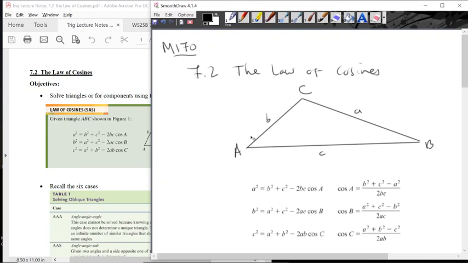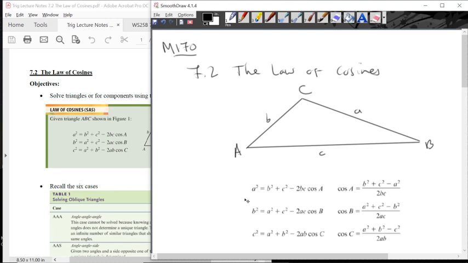For section 7.2, we'll be looking at the law of cosines, which is a set of formulas that allow us to solve for either a side length or an angle measure in an oblique triangle. That is, again, a triangle that has no right angles in it. So in general, we could have 3 acute angles for an acute triangle, or we could have 1 obtuse angle along with 2 acute angles.